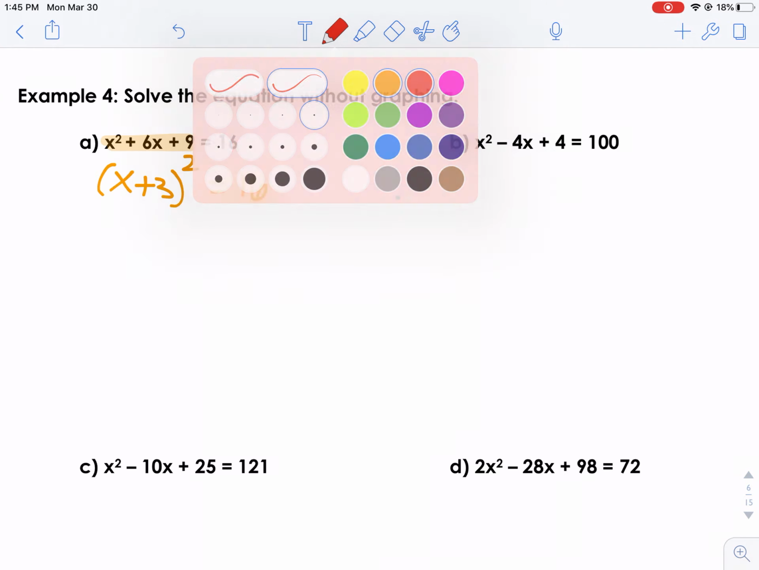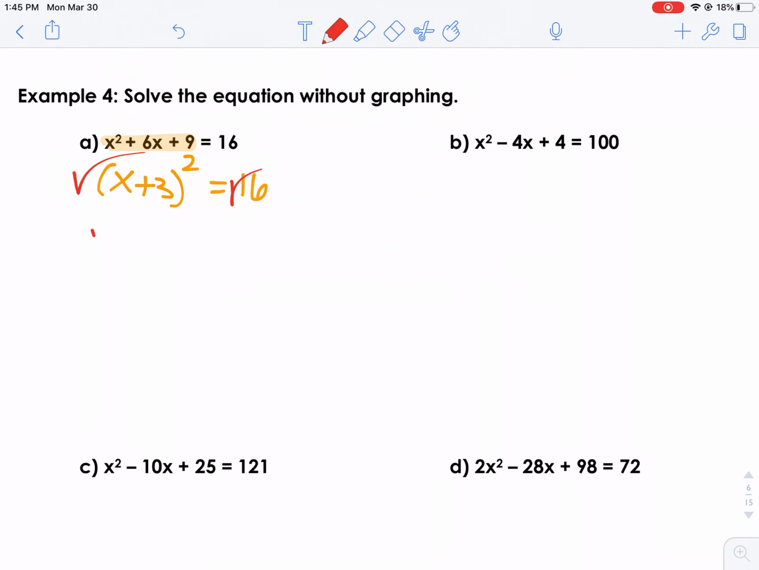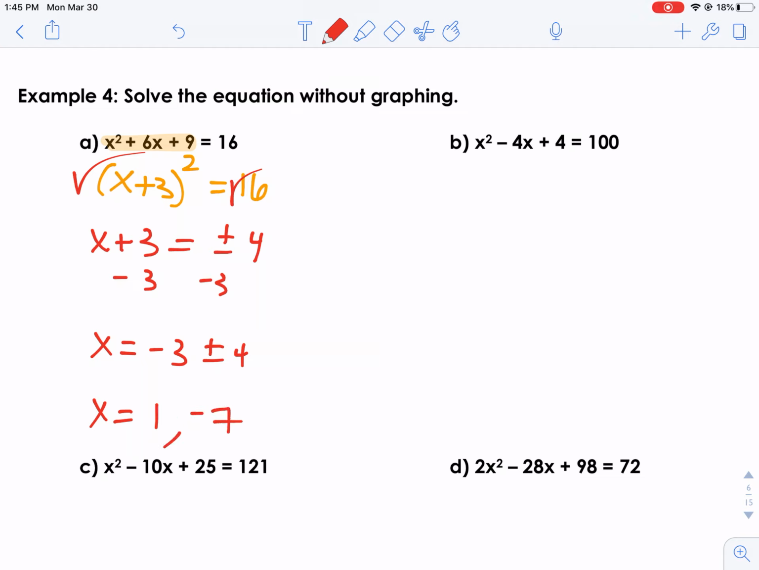And then because it's in this format, we can take the square root of both sides. So we would have x plus 3 equals plus or minus 4. Take away 3 from both sides. We would have negative 3 plus or minus 4. So this one we can just do. Negative 3 plus 4 is 1. Negative 3 minus 4 is negative 7.